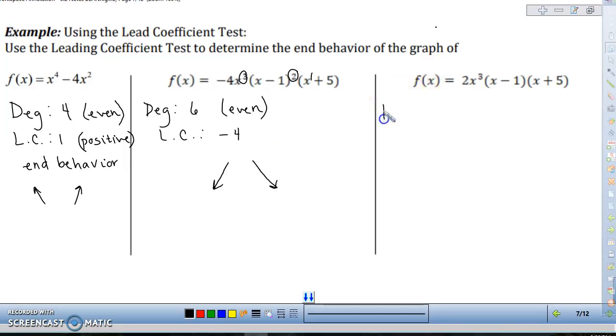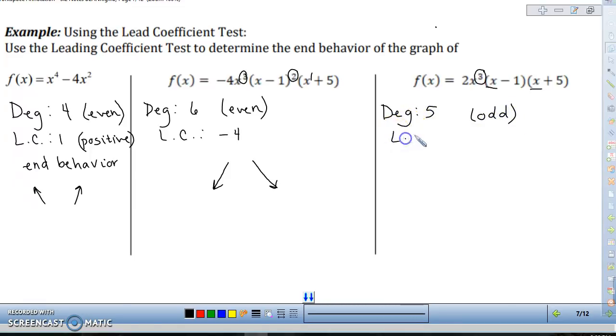Let's take a look at this last example. Same idea when we're looking for the degree. I have a third degree out front, I have a first degree, and another first degree. So in total, this is a fifth degree polynomial, meaning it is odd.